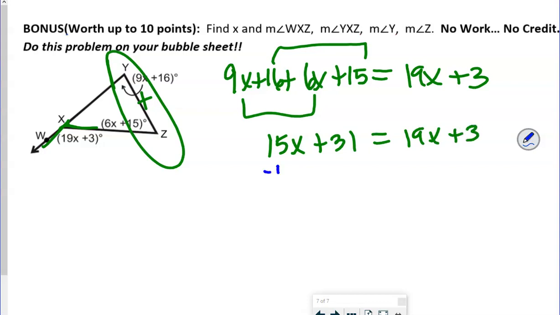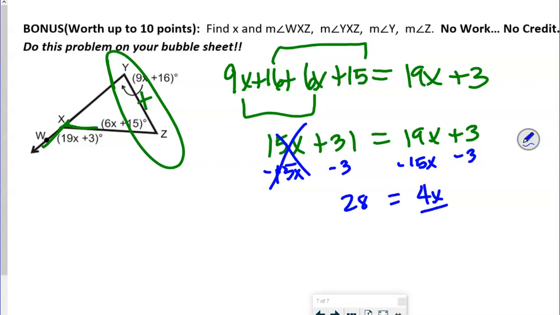Subtract 15x from both sides. So that's gone from there, and that's going to give us 4x over here. We're going to subtract 3 from both sides. So that's going to give us 28. How many times does 4 go into 28? X is equal to 7, right? Now, what must we do with that? We must plug it back in, right?